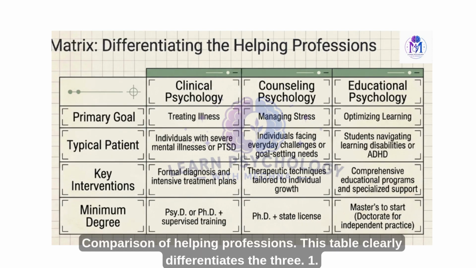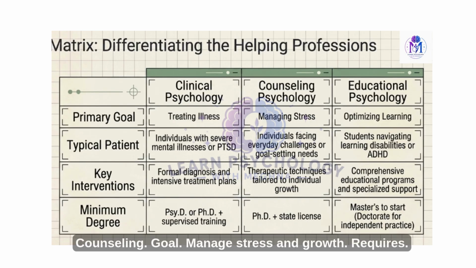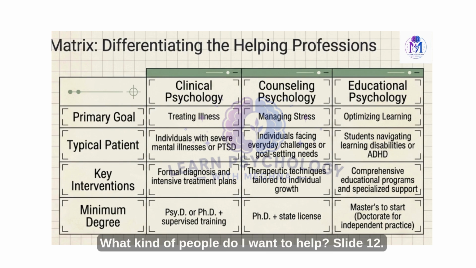Slide 11. Comparison of helping professions. This table clearly differentiates the three. 1. Clinical. Goal: treat illness. Requires: PhD, PsyD. 2. Counseling. Goal: manage stress and growth. Requires: license. 3. Educational. Goal: improve learning. Works with students. So before choosing your career, always ask, what kind of people do I want to help?